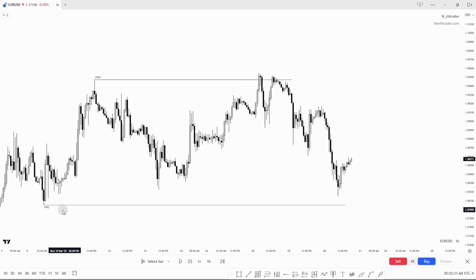Price almost takes out this external low, but retraces a bit. This usually happens because price has taken out these equal lows. And eventually, we reach our objective.